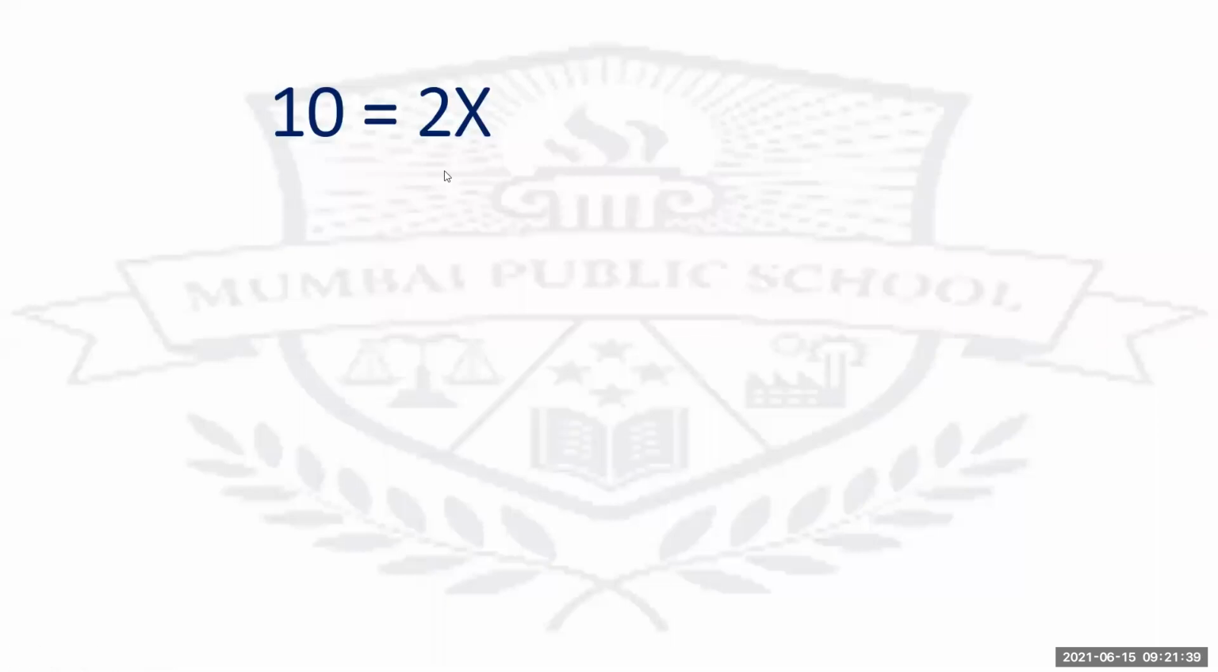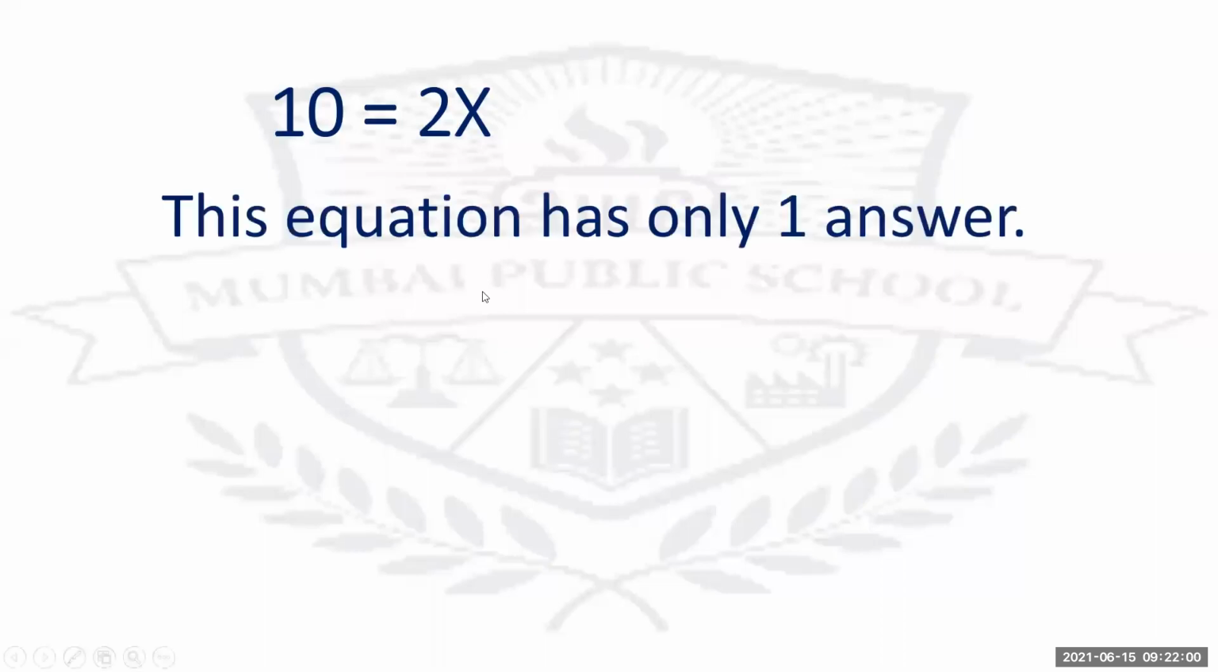Now the next question. Check for this. 10 equals 2x. Now what would be the value of x? This equation has only one answer, that is 5. So that is your one variable.